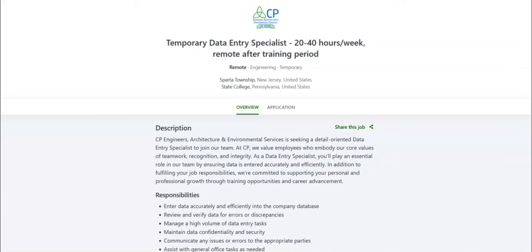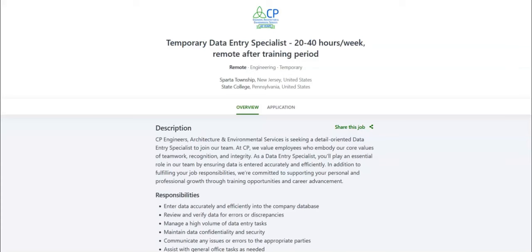You must be proficient in Microsoft Office Suite, including Excel and Word. You must have strong attention to detail and accuracy. You must have excellent verbal and written communication skills. You must be able to work independently and within a team. Experience with data entry or administrative tasks is preferred. And you must be able to maintain confidentiality and ethical behavior.